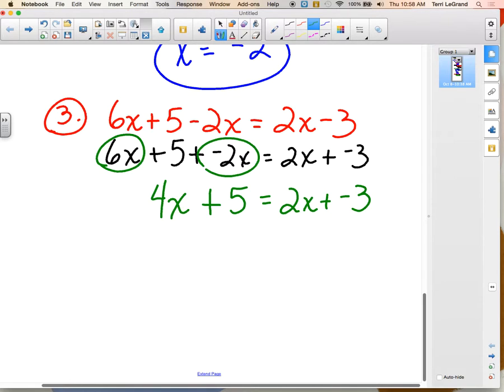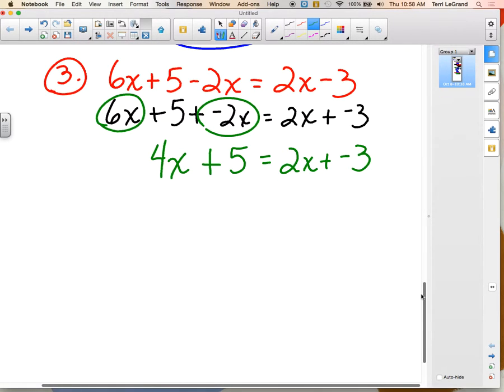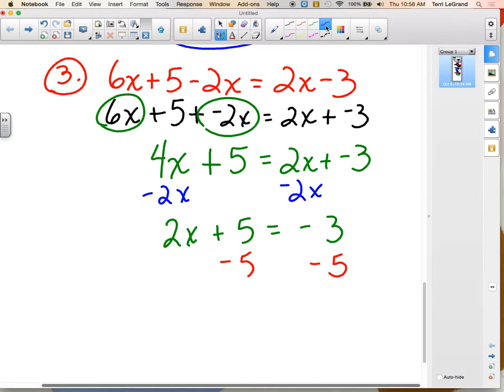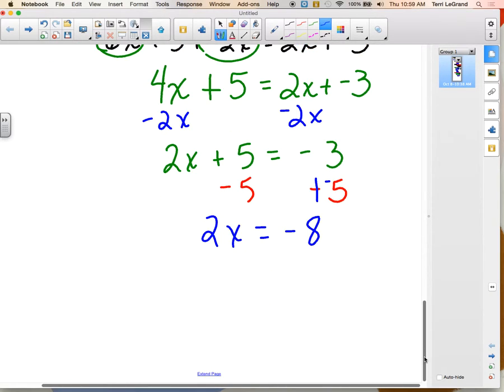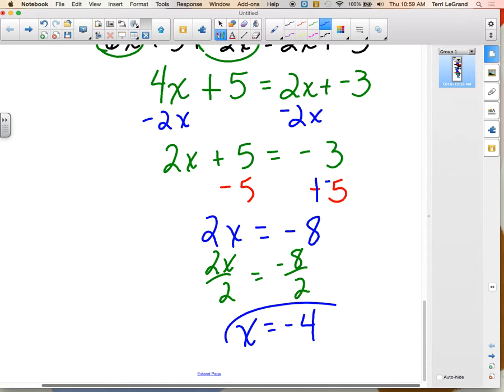Okay, you all know what to do, finish solving this. Let's see if we all get the same answer. It's ready to solve. Okay, when you finish, look up and see if you agree with me or if you're going to challenge me.